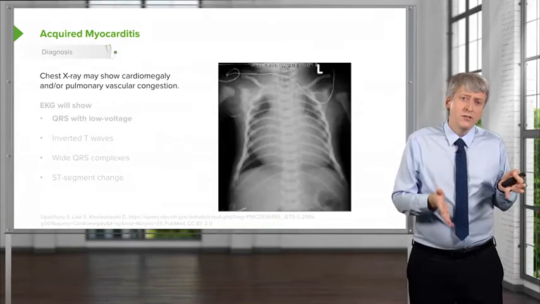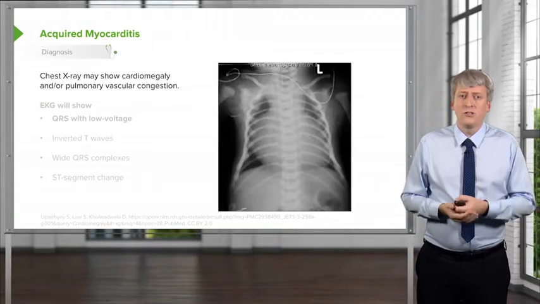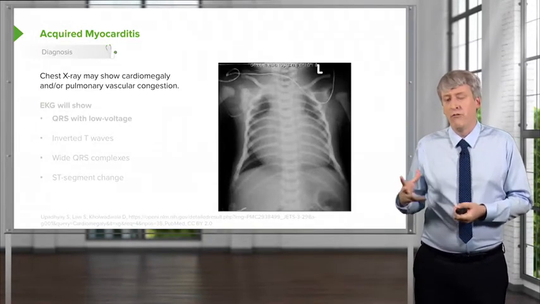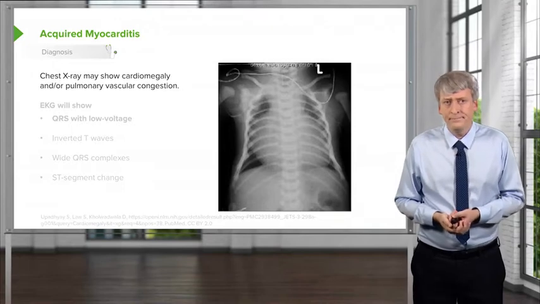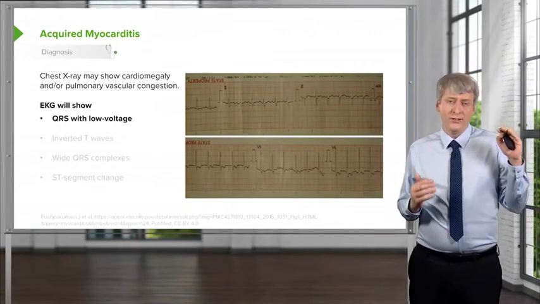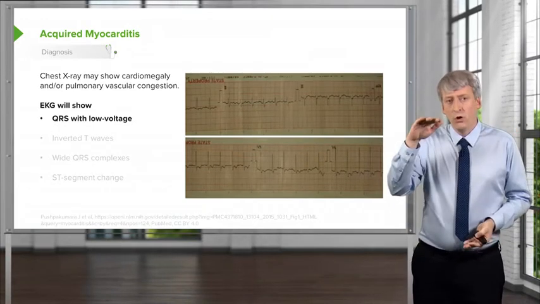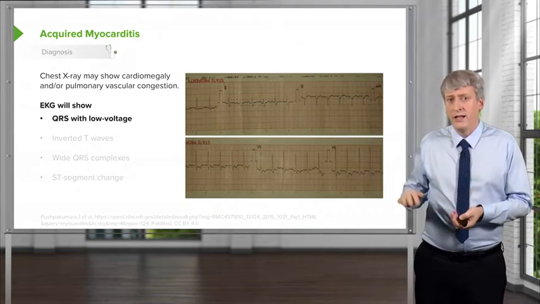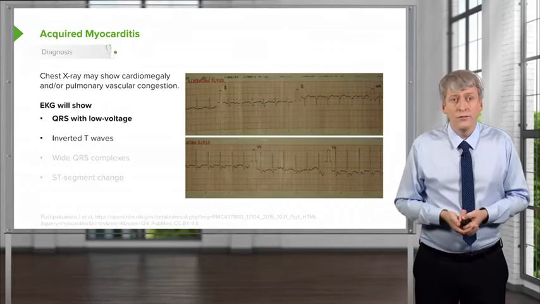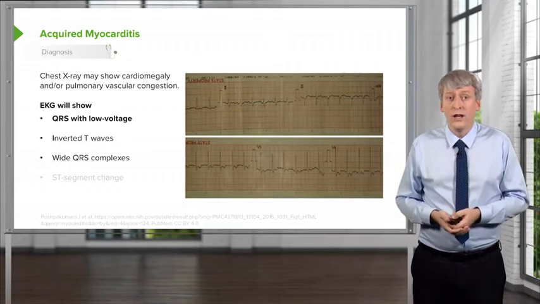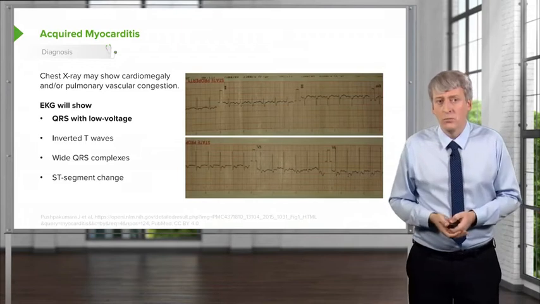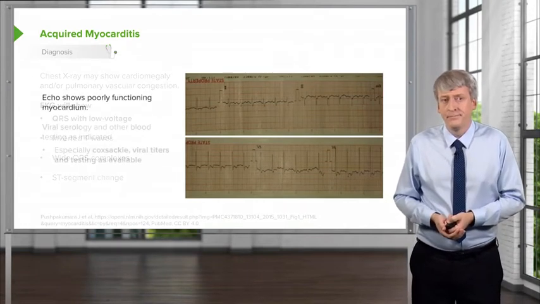So you're worried about this, you obtain a chest x-ray, and oftentimes a chest x-ray will just show a large heart. You may have pulmonary vascular congestion if they're having some right-sided failure as well. An EKG will show low voltage QRSs, and that's very important to remember. The voltage on those QRSs across the board on that EKG are going to be a lot lower, as you can see in this picture. Patients may have inverted T waves, they may have wide QRS complexes, and they may have ST segment changes, and all of these are possible in acquired myocarditis.